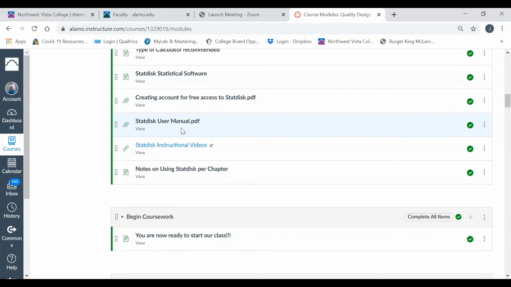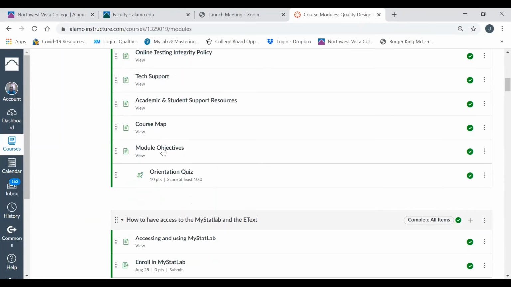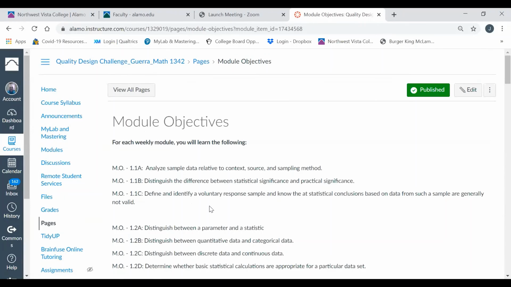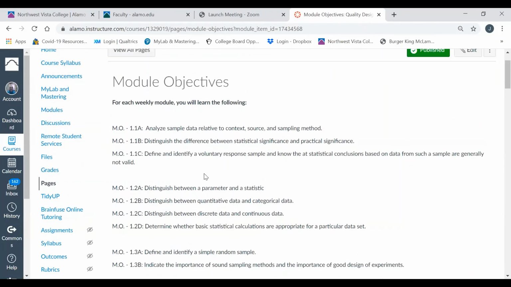Benefits. Redesigning the modules really helped a lot. Making module objectives encourages students to understand why they're taking exams and quizzes, and these module objectives made a difference. When they're doing a module, they understand what they're going to be studying for and how they're going to be tested. All my module objectives are measurable, so they know what they're going to be tested on.